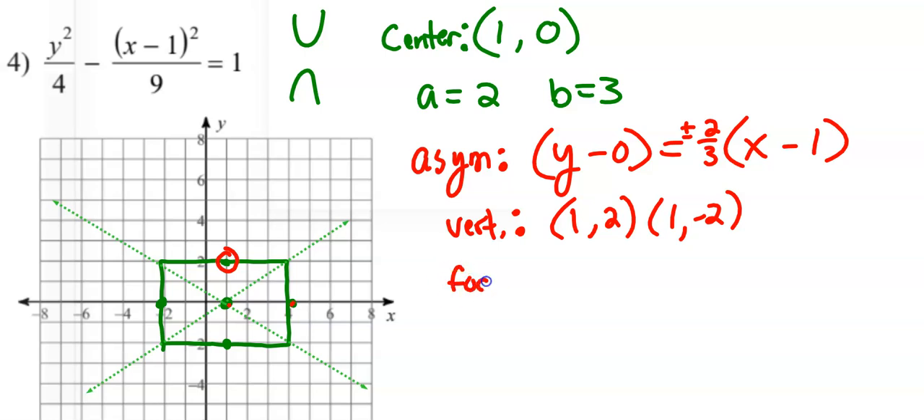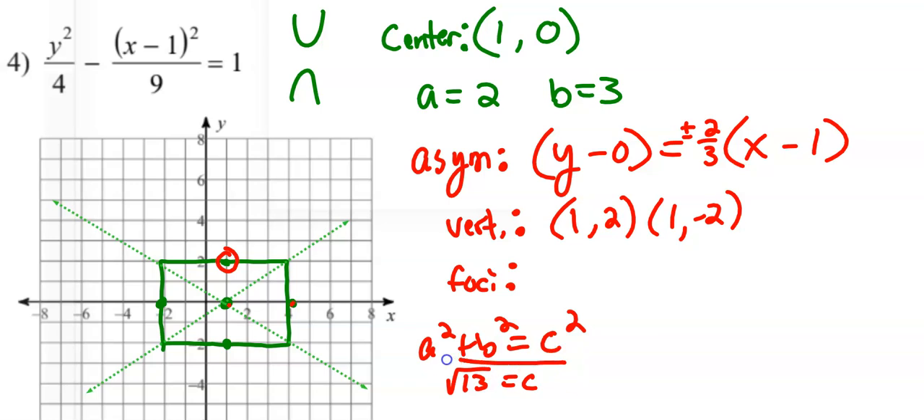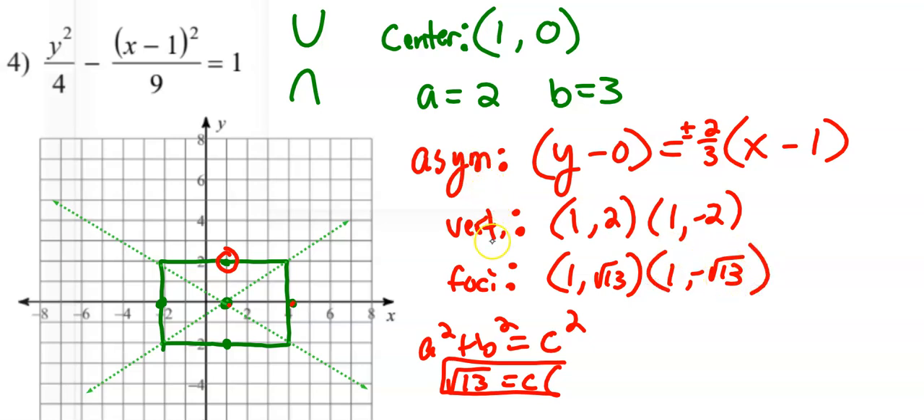Our foci, we get to do the fun Pythagorean theorem for the foci. So we say a squared plus b squared equals c squared. Our a squared and b squared are 4 and 9, so we get 13. And square root that thing, you'll get c. So that's our c value. I'm going to add that c value to my y value on the center. So we end up at (1, √13), because it's just 0 plus √13, and (1, -√13). So there's my asymptotes, my vertices, my foci, my center, my a, b, and c value.